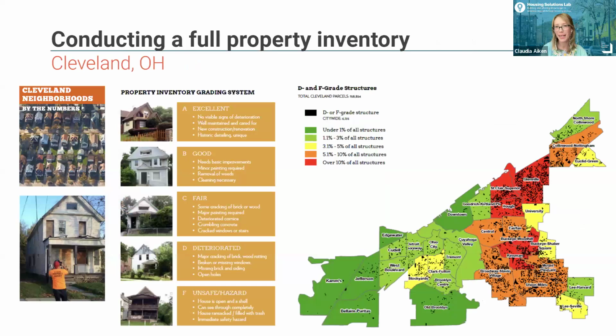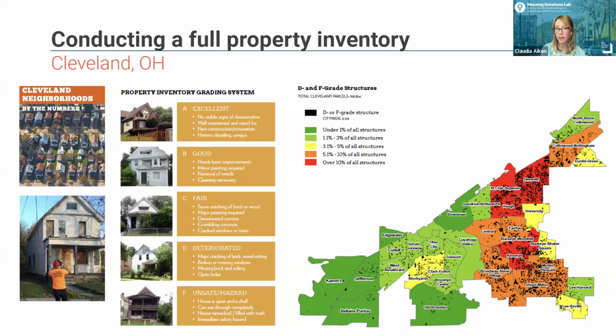And finally, I'm not going to spend much time here because Isaac is definitely the expert. But this is just a wonderful example of a property inventory. Cleveland, like many Rust Belt cities, faces persistent issues with rundown properties, with vacancy. But in order to act, the city needed much more specific information on the location of these properties and their conditions. So in 2015, 2018, and I believe most recently in 2023, the city partnered with a local nonprofit, the Western Reserve Land Conservancy, to conduct this inventory.